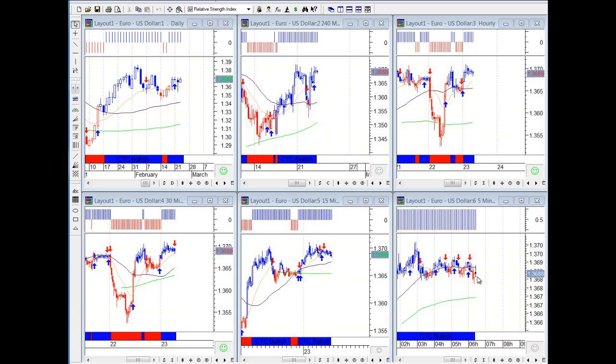Morning everybody, I'm just going to go through a quick 4 major analysis update for the 23rd of February 2011, starting with the euro against US dollar on our 6-screen CTC template you can see in front of us, starting with daily right through to our 5-minute candle.